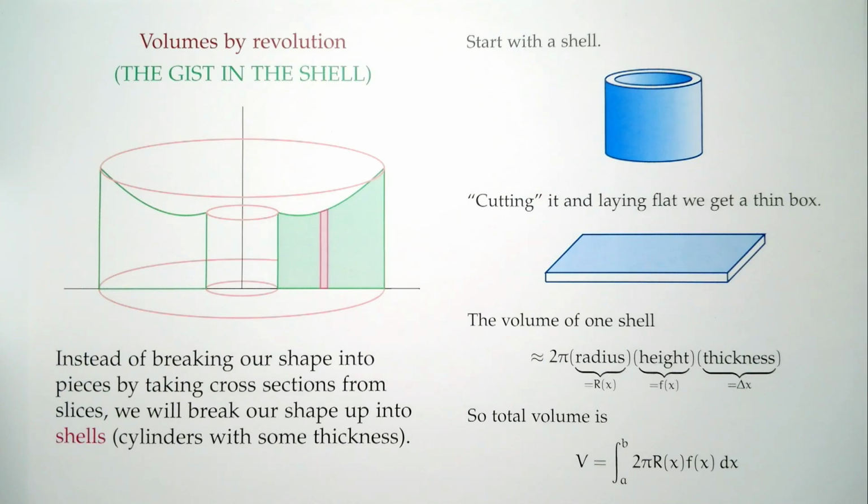So last time we started talking about applications, and that's where we're going to be for the next couple of weeks. We're going to be talking about a lot of different things we can do with integration. And we talked about volume. How do we find volume? Well, the idea is we take slices, and we look at our thin slices. If we look at a thin slice, it's basically just a little bit of an area with some thickness. Area times height, that's the volume of that thin slice, and you add it up.